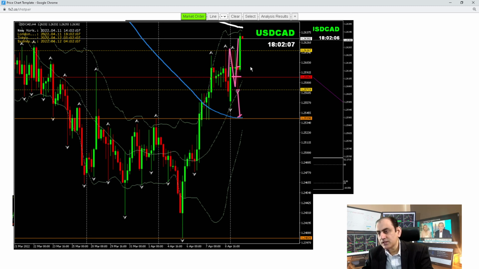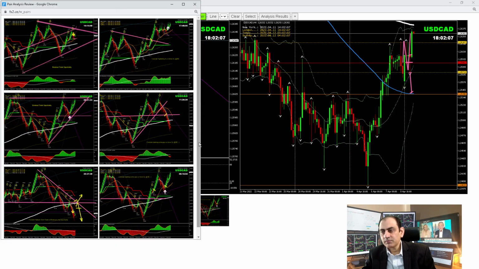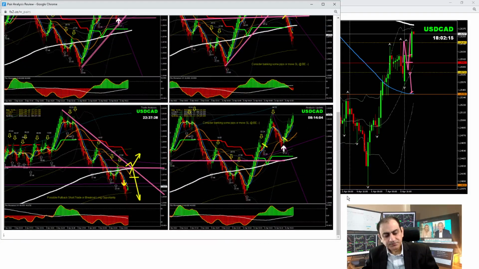Let me share with you guys how I analyze the market in real time and help my traders to bank beautiful pips on dollar CAD. You can see here that was the trade at the market open, expecting a pullback.